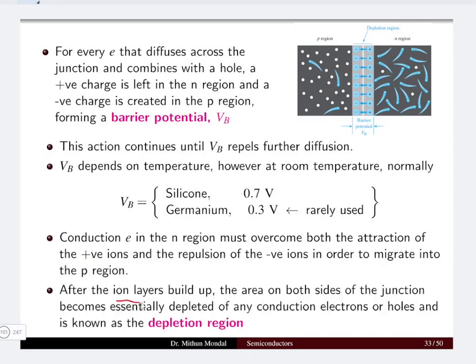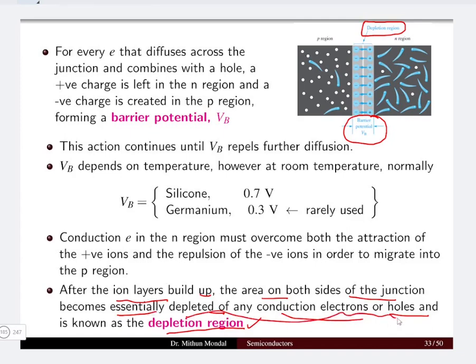After the ion layers build up, the area on both sides of the junction becomes essentially depleted of any conduction electrons or holes and is known as the depletion region. So here you can see that a region is formed between the two sides of the PN junction, and this region is known as the depletion region. In the depletion region, what happened is that it is depleted of any conducting electrons or holes.